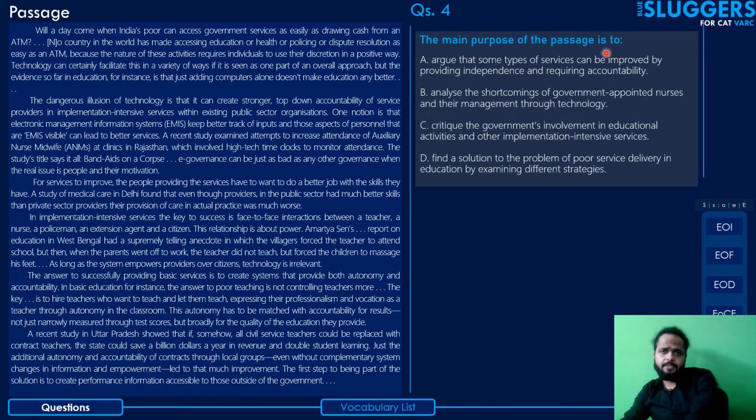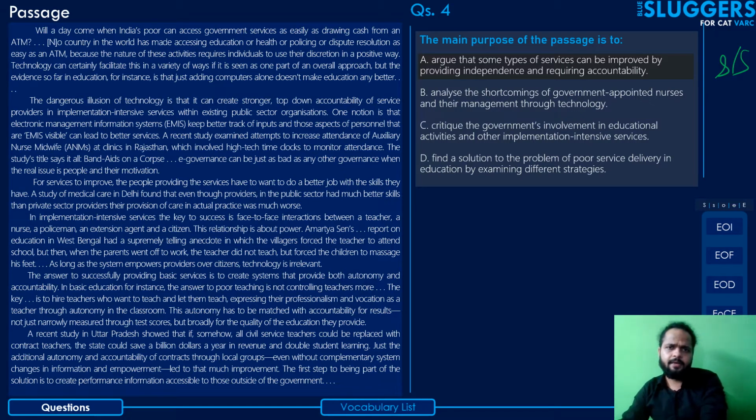Okay, coming to question number 4. The main purpose of the passage is to, first option, argue that some types of services can be improved by providing independence and requiring accountability. Yes, those are exactly the 2 points that the author has mentioned. They have just been in one case paraphrased. The option has replaced the word autonomy with providing independence. Rest of it is exactly what the author wants to convey, that some types of services, government services here, can be improved by providing independence and requiring accountability. So this is a very good candidate for a selection. Small s slash capital S.